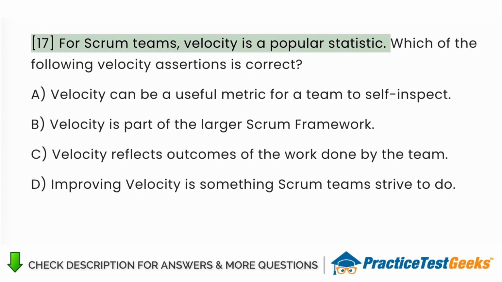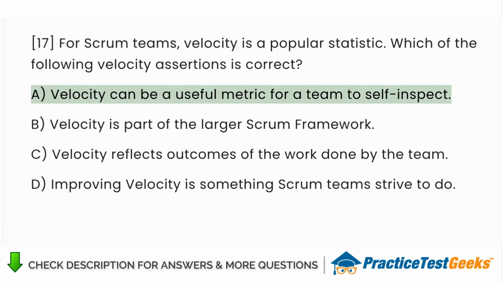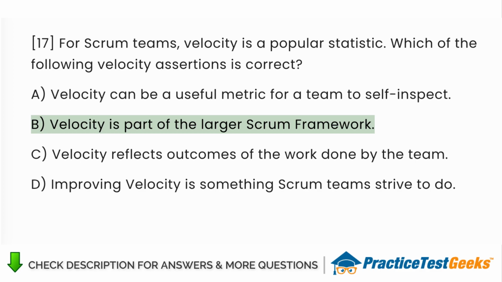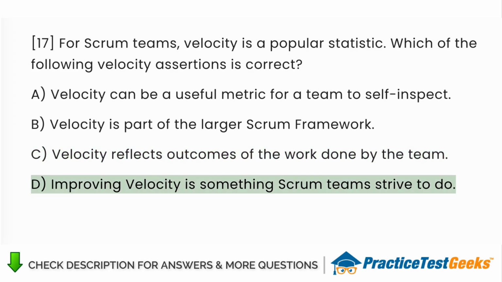For Scrum teams, velocity is a popular statistic. Which of the following velocity assertions is correct? A. Velocity can be a useful metric for a team to self-inspect. B. Velocity is part of the larger Scrum framework. C. Velocity reflects outcomes of the work done by the team. D. Improving velocity is something Scrum teams strive to do.